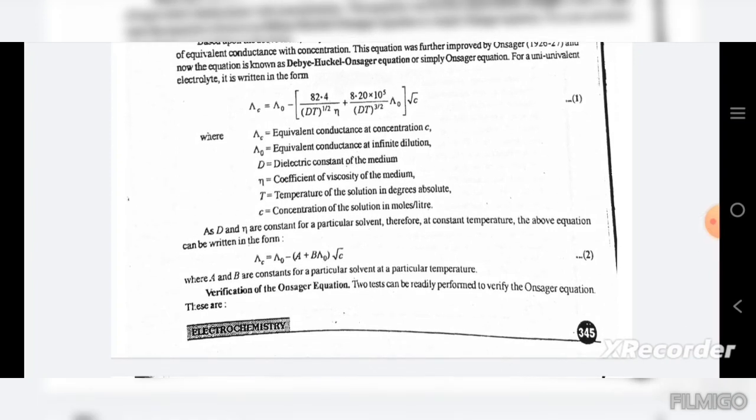Based upon the above ideas, Debye and Huckel in 1923 derived a mathematical expression for the variation of equivalent conductance with concentration. This equation was further improved by Onsager in 1926-27, and now the equation is known as the Debye-Huckel-Onsager equation, or simply the Onsager equation. For a univalent electrolyte, it is written in the form shown, where A and B are constants for a particular solvent. Therefore, at constant temperature, the above equation can be written in the form you can see as equation number 2, where A and B are the constants for a particular solvent at a particular temperature.